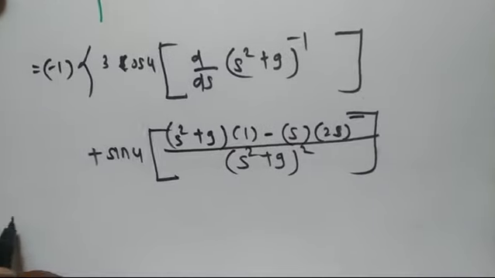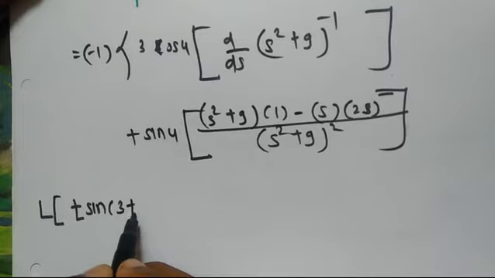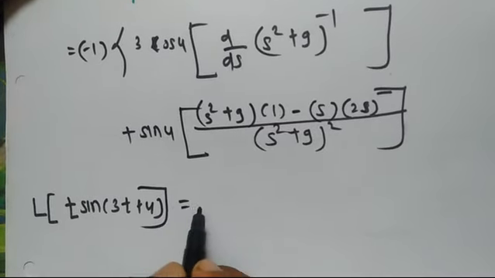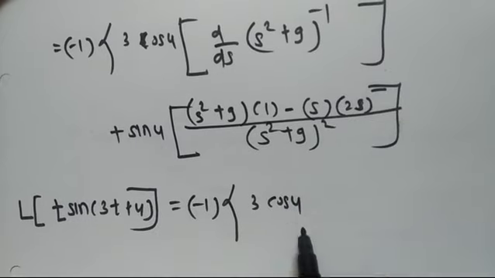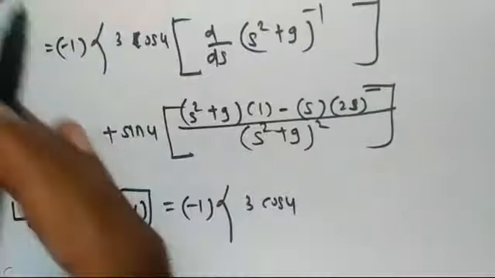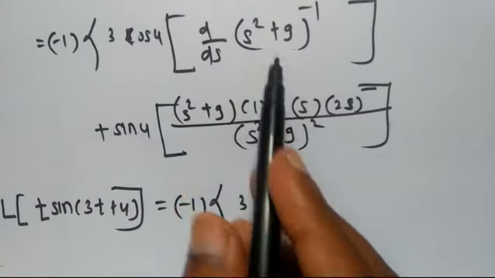So next, Laplace transform of t into sin 3t plus 4 is equal to minus 1 into 3 cos 4. How to find its derivative? Take the power in front, take it from minus 1, and take again the derivative of this bracket.